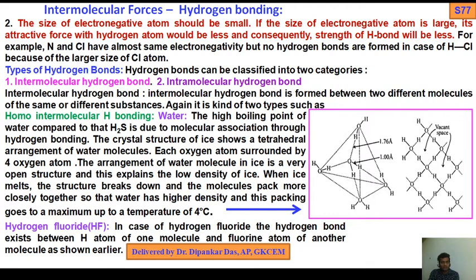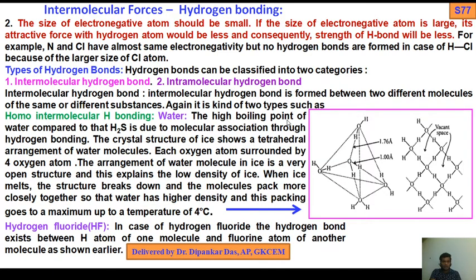So, intermolecular hydrogen bond. An intermolecular hydrogen bond is formed between two different molecules of the same or different substance. Again, it is of two types. In a simple way, homo-intermolecular hydrogen bonding: water. The high boiling point of water compared to that of H2S. This is a very important question.